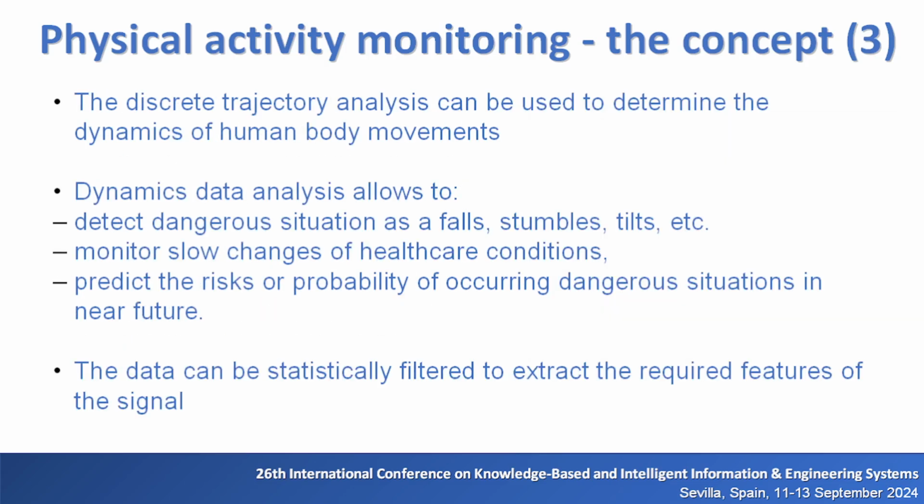Discrete trajectory analysis can be used to determine the dynamics of human body movements. Dynamics data analysis allows us to detect dangerous situations such as falls, stumbles, tilts, etc. And what's more, it allows to monitor slow changes in healthcare conditions and even to predict the risks or probability of occurring dangerous situations in the future. And the data can be statistically filtered to extract required features of the signal.